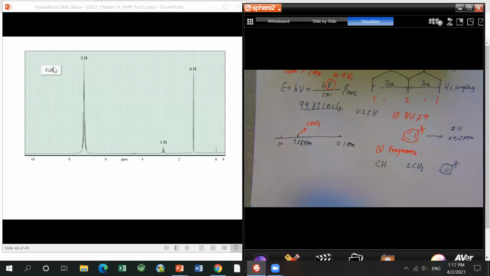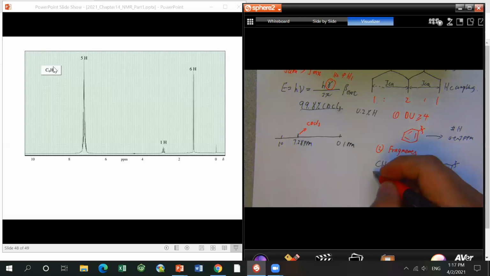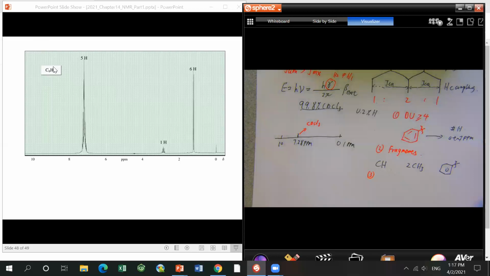Now we move to the third step. Try to merge the fragments, so that we generate a bigger piece and eventually get the full structure. This step is important. You have to apply spin coupling, the N+1 rule. That's how to combine them together.